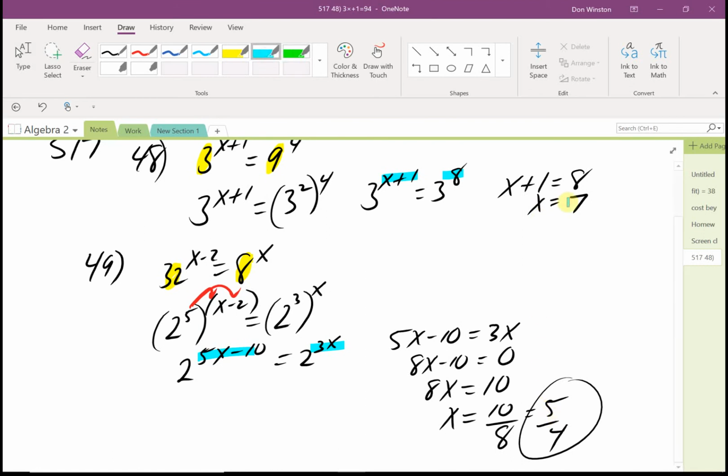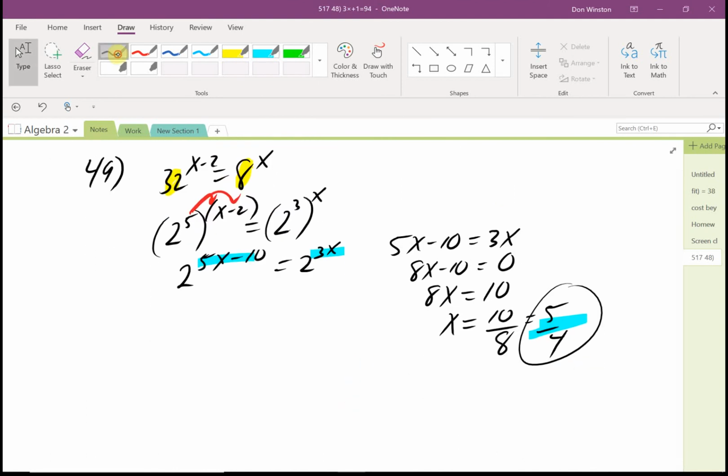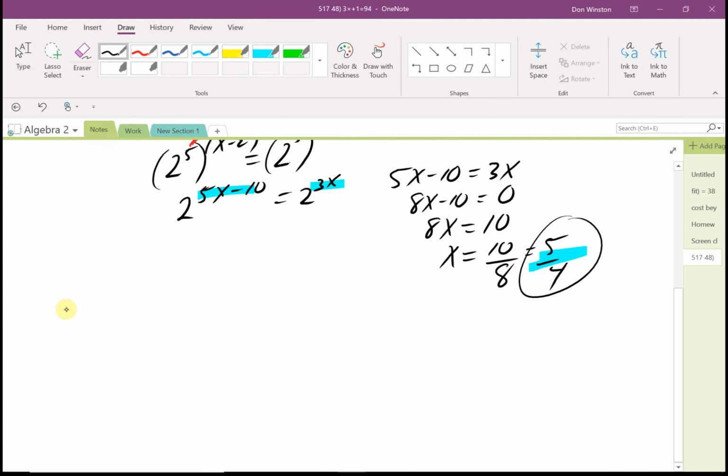And for number 48 it was 7. So 5/4 and 7. Alright, that was 49. Number 50. Number 50, I have 9 raised to the x is equal to 12.